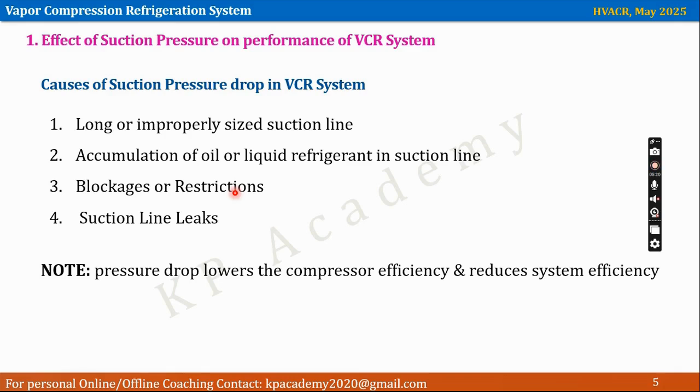So because of that, again suction pressure drops. Finally, if there is a leakage in the suction line, non-condensable gases take entry into the suction line, which reduces the system efficiency. Because of that, the mass flow rate of the refrigerant reduces, which reduces the evaporator capacity to absorb the heat, okay, right.